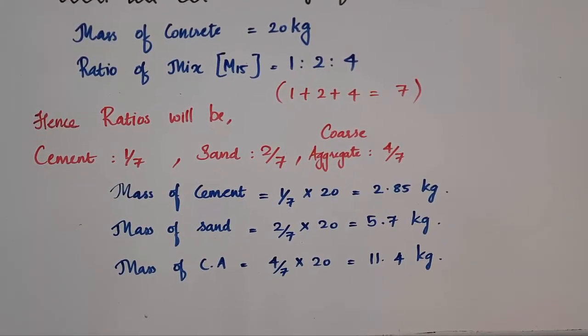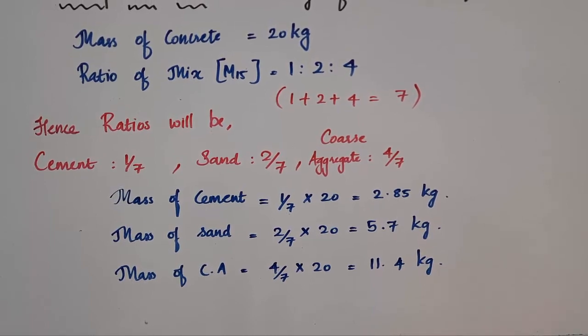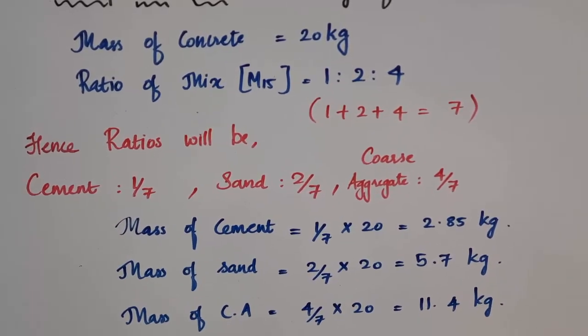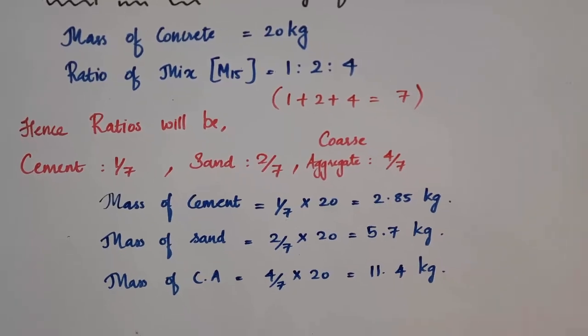Here what we have done is to calculate the mass of each material, we will multiply the ratio to the total mass of concrete.